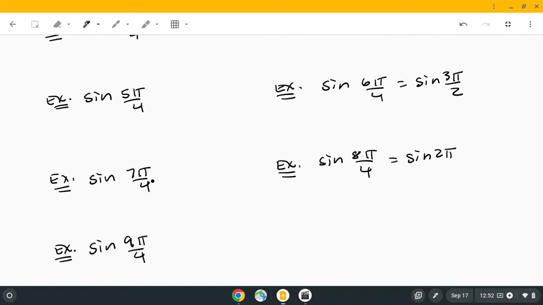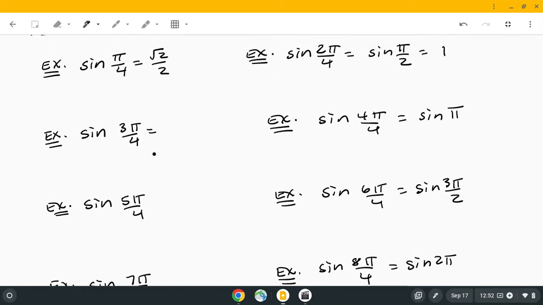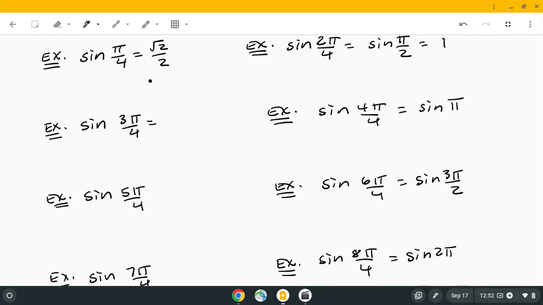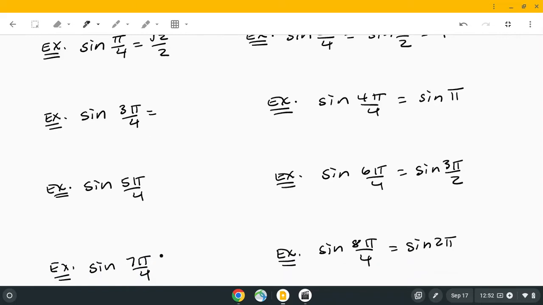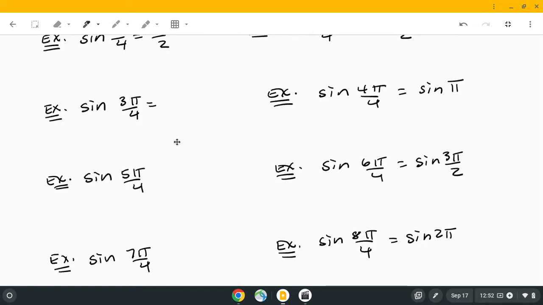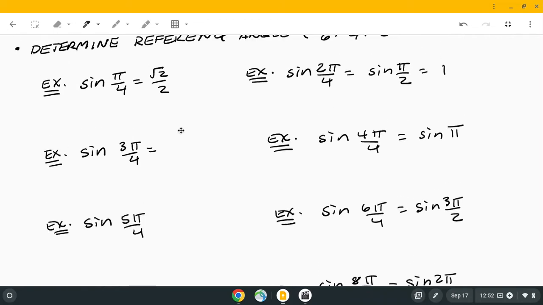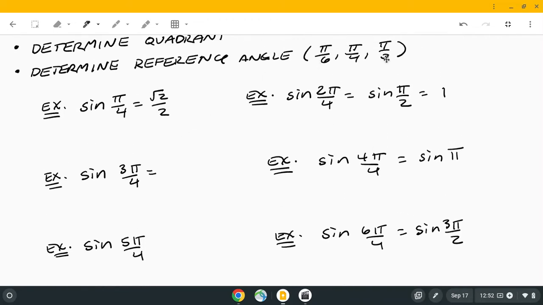Which means the rest of these here have a reference angle of pi over 4. So all of these that don't reduce, this one, this one, this one, all of these are going to have an answer of square root 2 over 2. We only need to figure out if it's positive or negative, okay? And that's how it works with pi over 6 and pi over 3 as well. So you can have 1/6, 2/6, 3/6, 4/6, 5/6, 7/6. Same thing here: 1/3, 2/3, 3/3, 4/3, 5/3, 6/3.